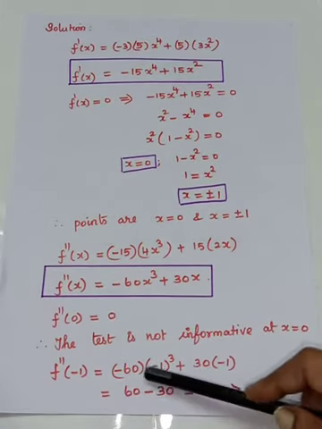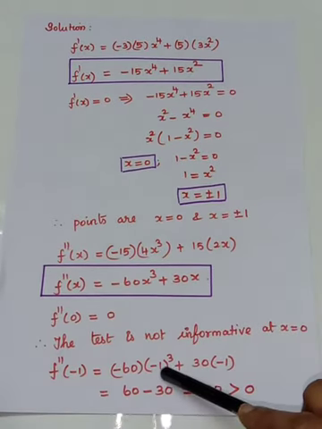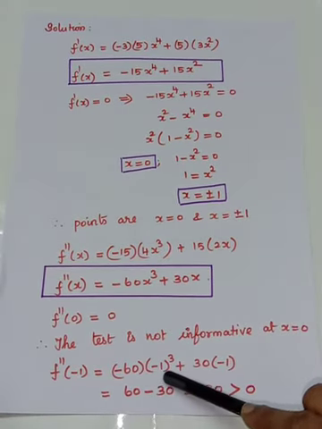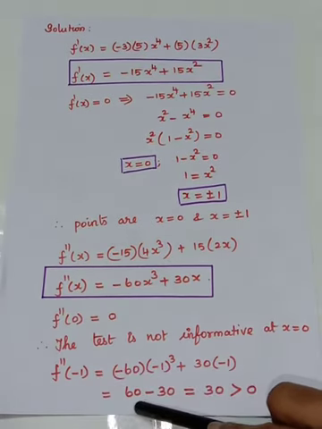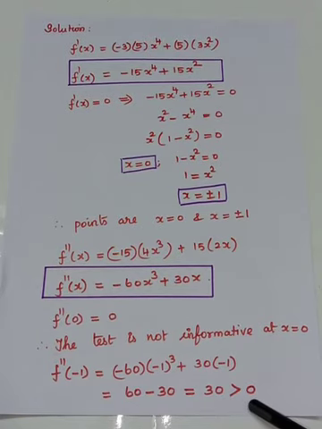So minus 60 into minus 1 the whole cube plus 30 into minus 1. What is minus 1 the whole cube? It is minus 1. Minus 1 into minus 60 is plus 60, minus 30. So 60 minus 30 is 30. So it is greater than 0.